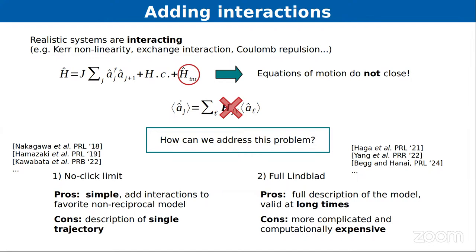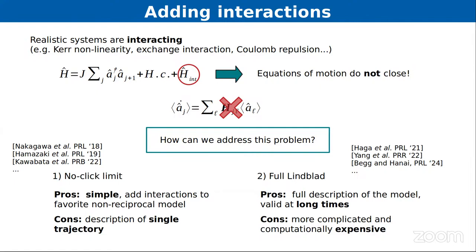Now, when one adds interactions, however, the nice closed structure of the equations of motion is lost. Therefore, there's no simple way of treating this problem, and people have thought about how to do that. There's the approach of taking a no-click limit, which is perhaps conceptually a bit simpler because we can just add interactions to the Hatano-Nelson Hamiltonian, but has the drawback that you're just describing a single trajectory among these exponentially many.